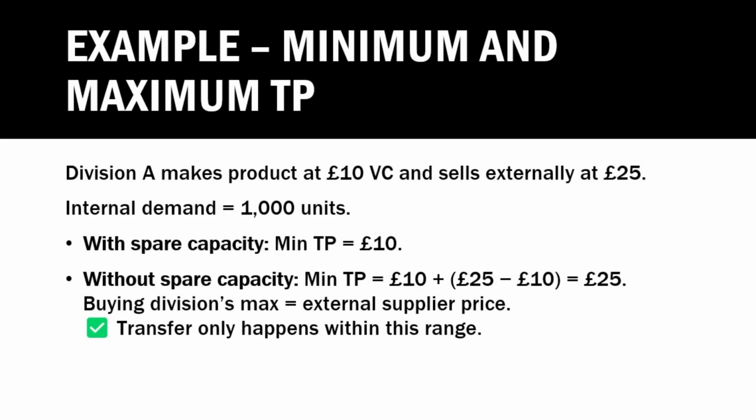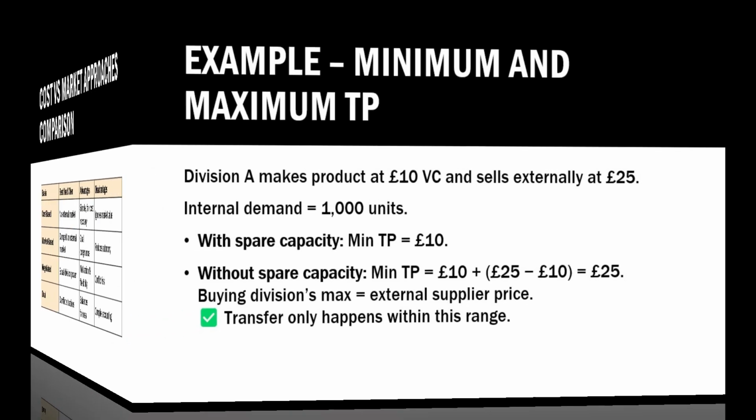Here's a simple example. Division A's variable cost per unit is £10 and the external selling price is £25. If spare capacity exists, the minimum transfer price equals £10. If there's full capacity, minimum equals £10 plus £25 minus £10 equals £25. If the buying division can buy outside for £25, any internal price between £10 and £25 works. That's the feasible range ensuring both divisions and the company gain.